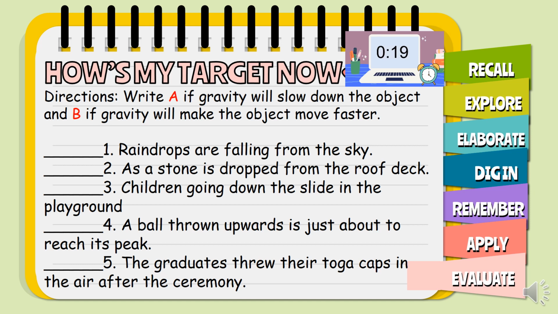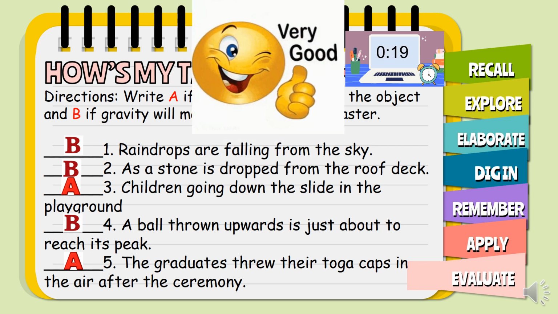Time's up. Let's see the answers. Number 1, letter B. Number 2, letter B. Number 3, letter A. Number 4, letter B. And number 5, letter A. Did you get 5? Very good.